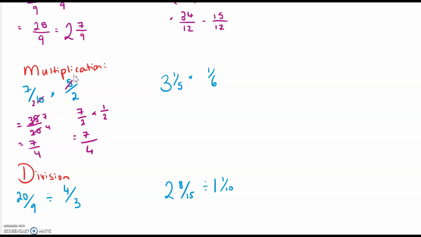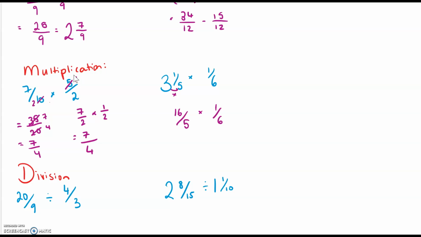Second thing is, we're going to look at a mixed number now. So we're going to convert this mixed number to an improper fraction. So 3 lots of 5 is 15. Again, we times those together. 3 times 5 is 15, plus 1 is 16. So 16 over 5 times 1 over 6.